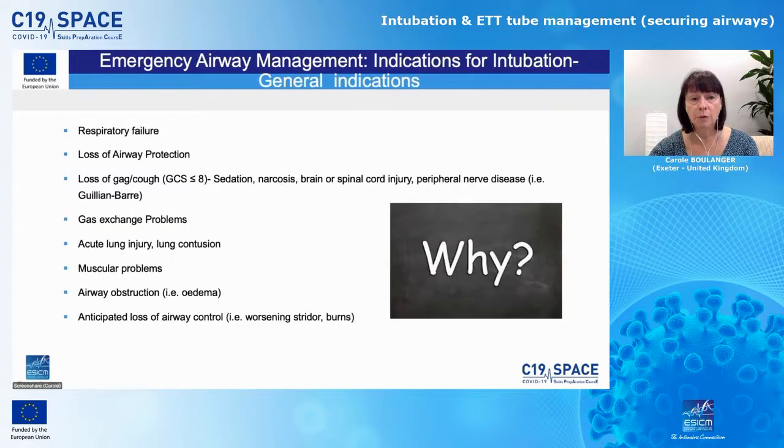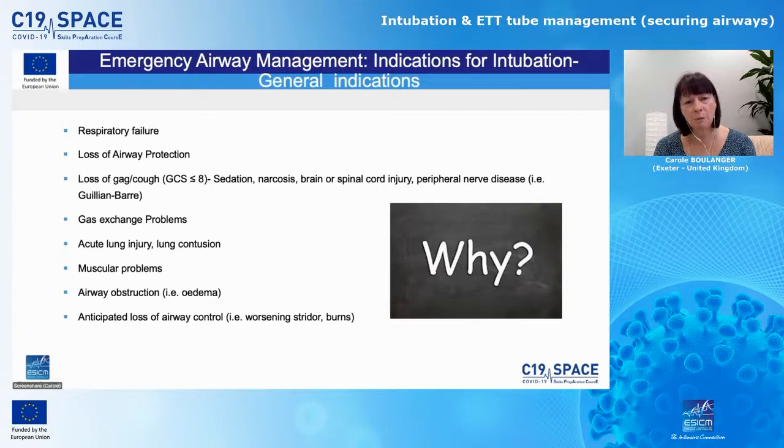There are many indications for why we might do this. Respiratory failure is the obvious one, and this is what you might see during COVID. Loss of airway protection might relate to a patient who's lost their gag or cough reflex by having a reduced GCS. Being over-sedated, being narcosed, or having a brain or spinal cord injury or peripheral nerve disease such as Guillain-Barré. These are all reasons why we might need to protect somebody's airway.